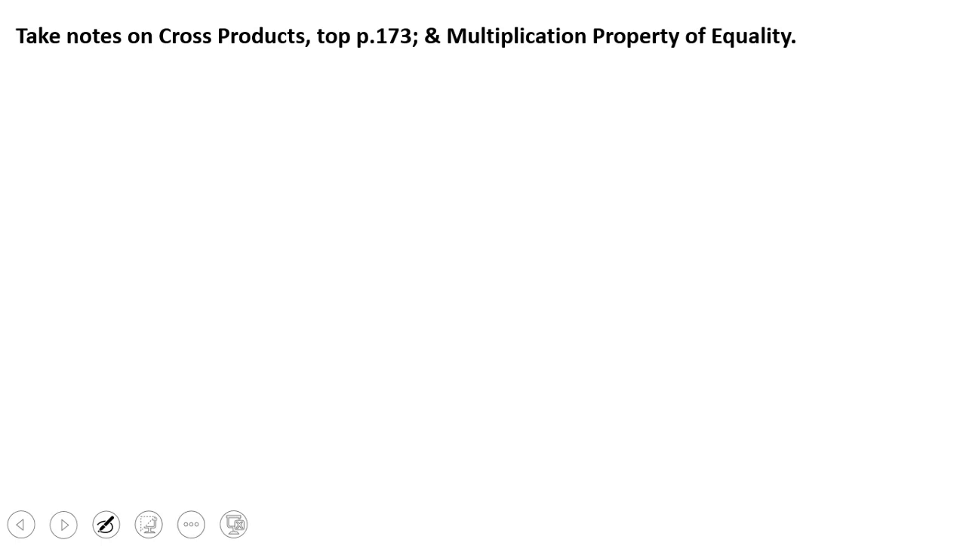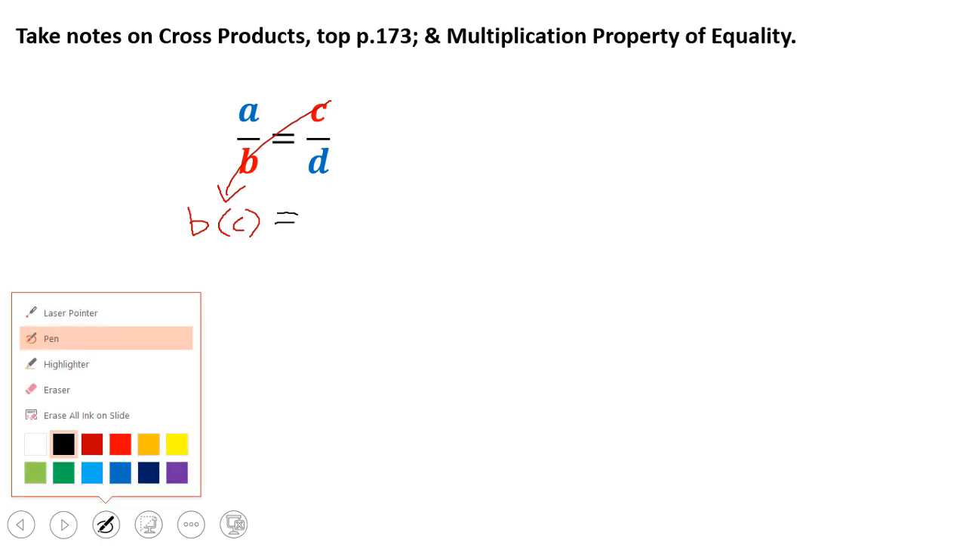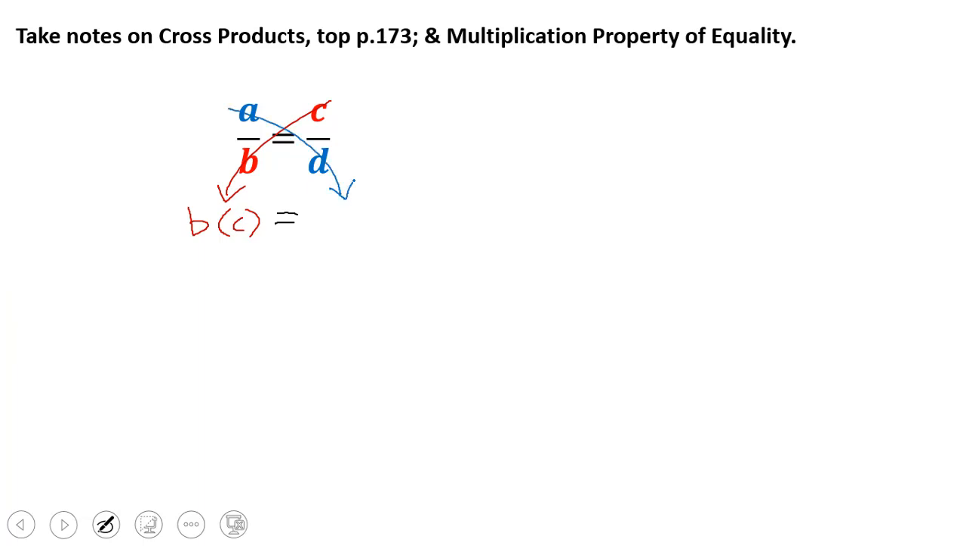So, hopefully you took this down. You took down that it said, in a proportion where A is to B as C is to D, we're saying that's a proportion. We're saying those two quantities are equal so that we have a proportion, that we can do cross products. We can do cross products of B times C. That is equal to the cross product of A times D.